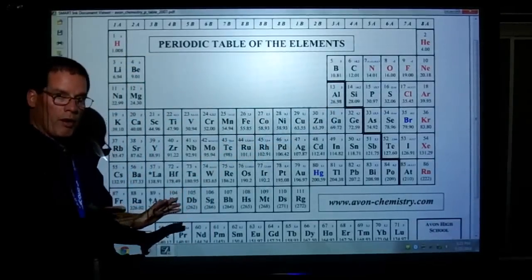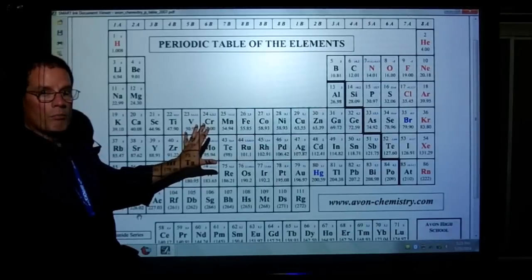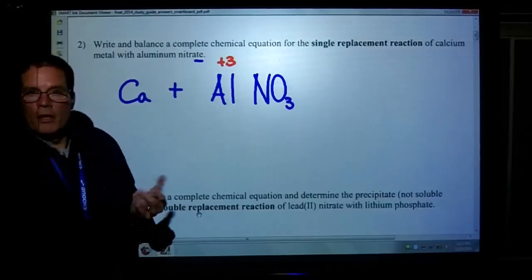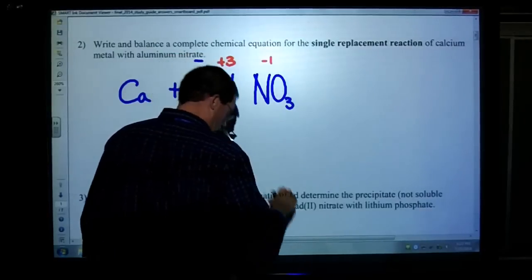Keep that periodic table in front of it. You're going to need it, unless you have that thing memorized. I don't, and I don't expect you to. All right, nitrate is a -1 charge. If you don't remember that, get your flashcards out, memorize that.